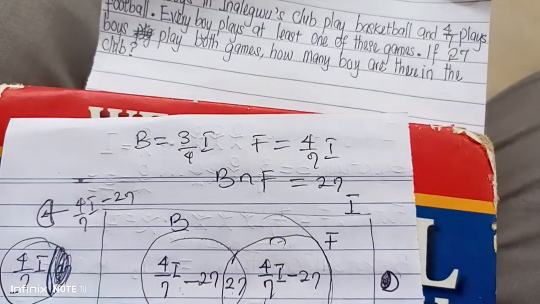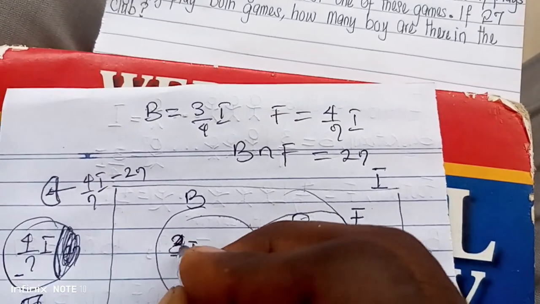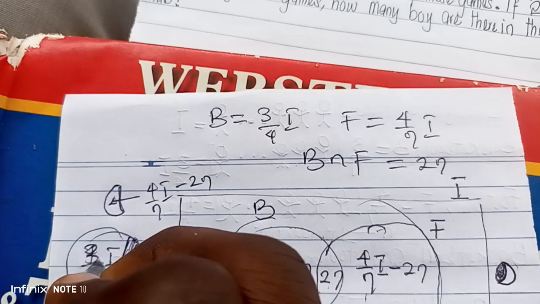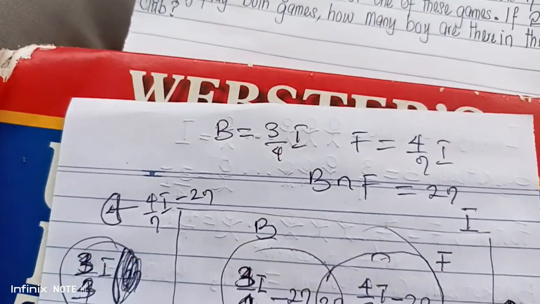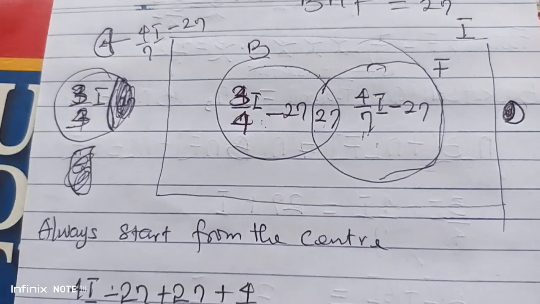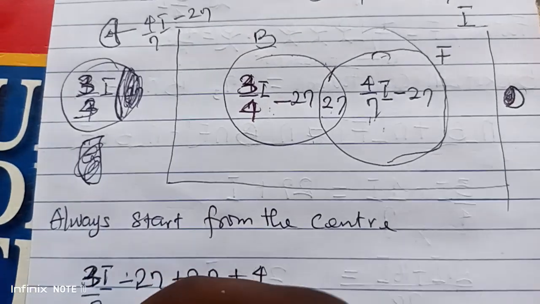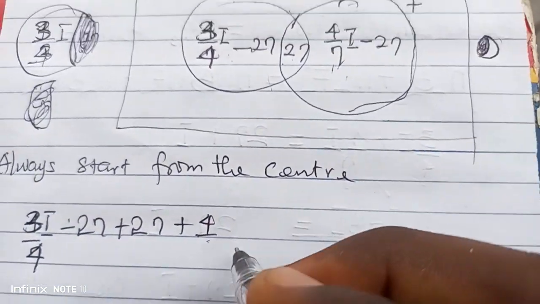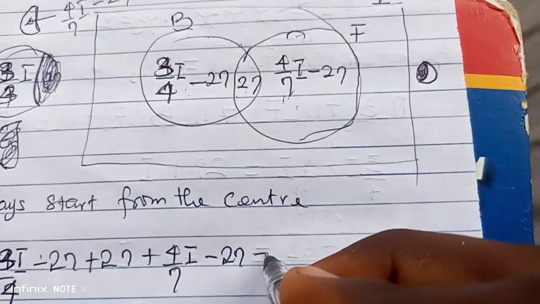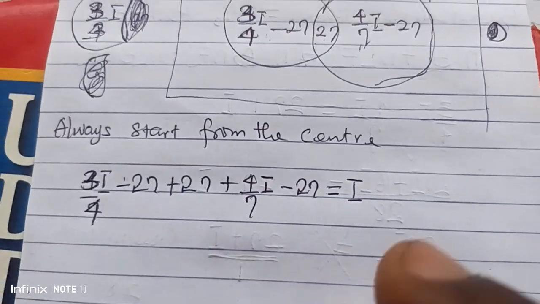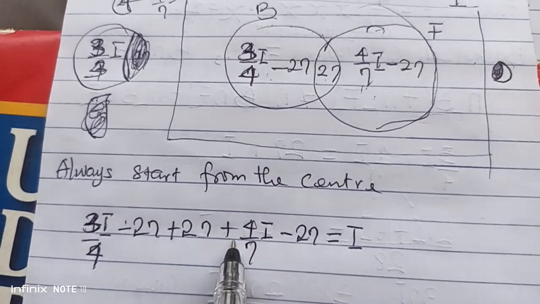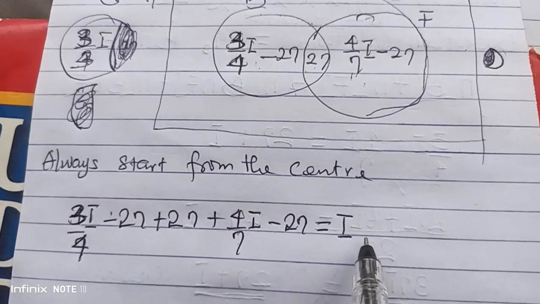Sorry, I've made a mistake. This one should be 3 over 4. And this one will be 4 over 7 I, minus 27 is equals to I. So 3 over 4 I minus 27 plus 27 plus 4 over 7 I minus 27 is equals to I.